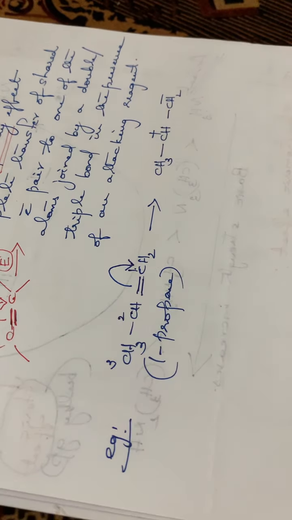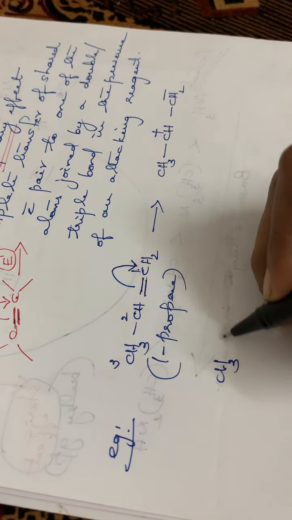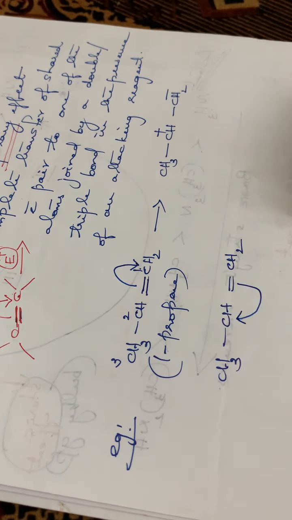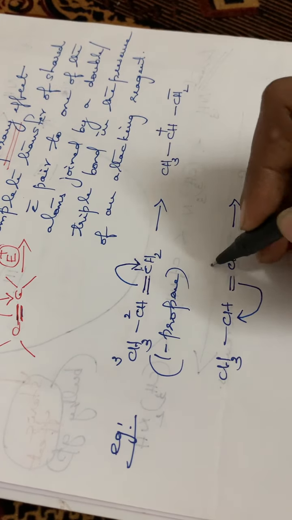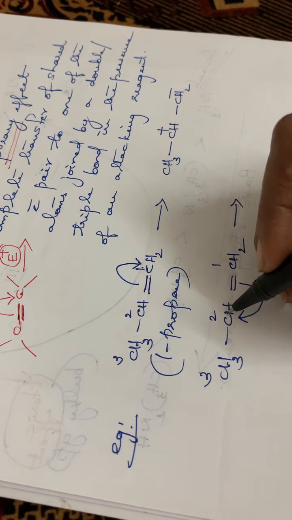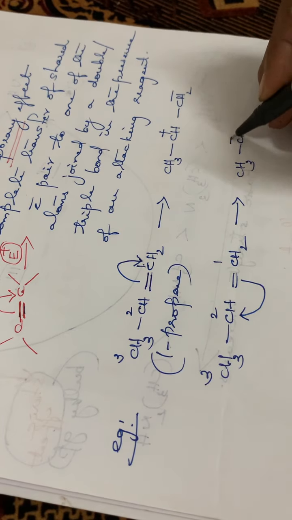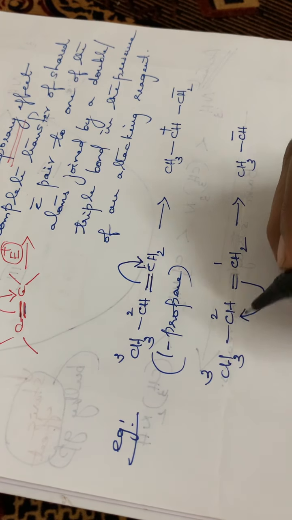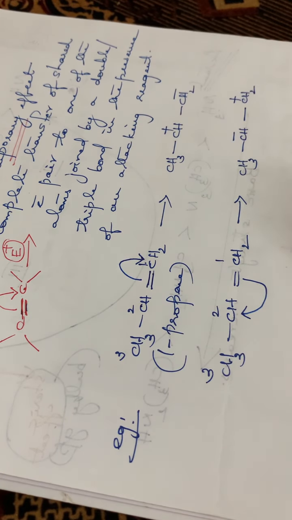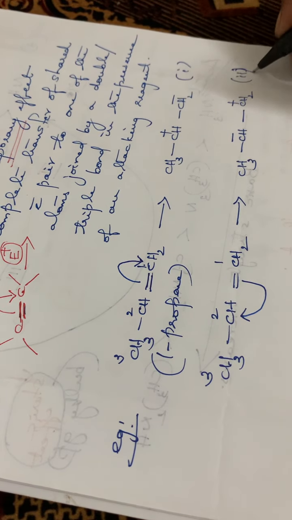Suppose this pi electron pair shifts towards the second carbon atom. CH3 CH double bond CH2. If the electron shift is towards this carbon atom, this is carbon 1, 2 and 3. So the first carbon will get a positive charge and the second carbon will get a negative charge. CH3 CH negative, since the electron pair is transferred to the second carbon atom, then single bond CH2 plus. So 2 chances are there for the electron shift.